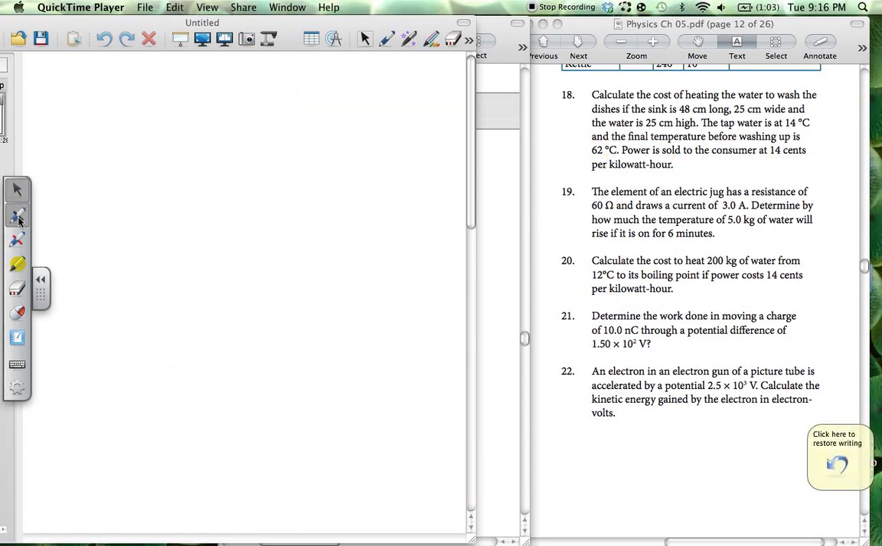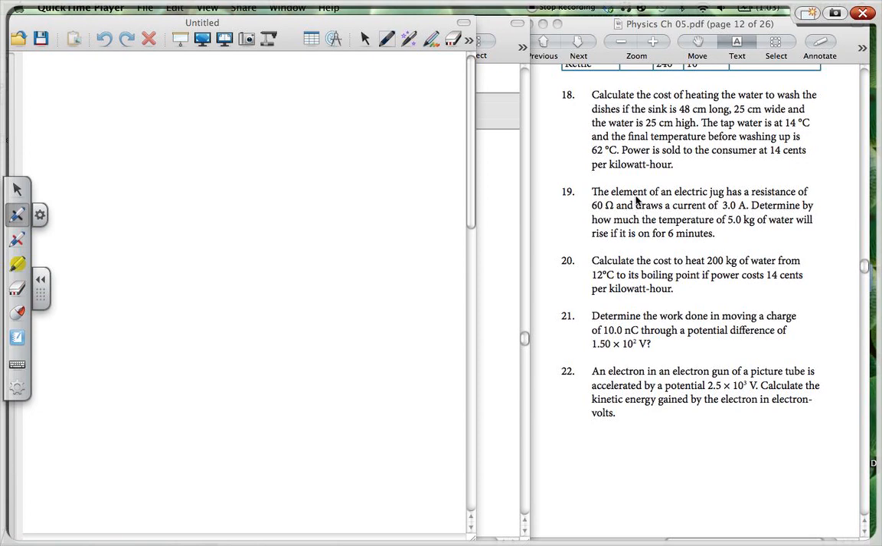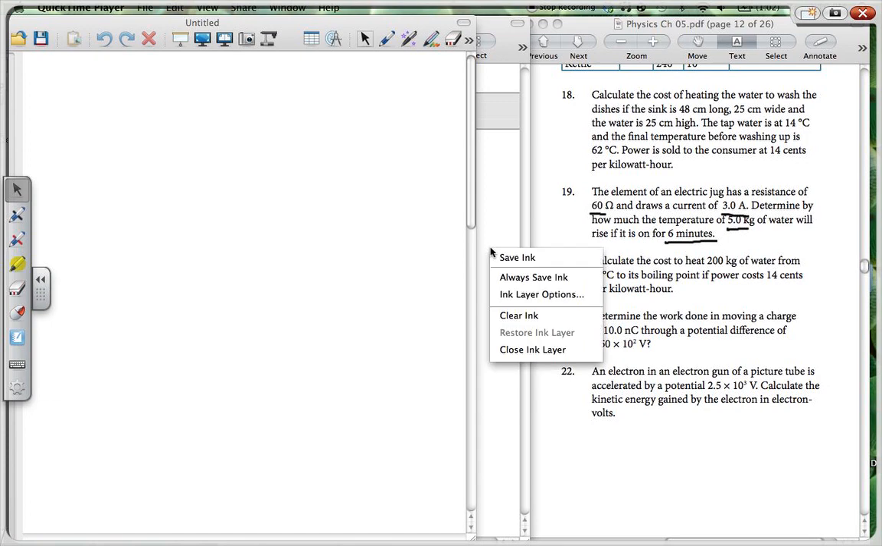Going on to question 19. The element of an electric jug has a resistance of 60 ohms and draws a current of 3 amps. Determine how much the temperature of 5 kilograms of water will rise if it is on for 6 minutes. Okay, so from the 60 ohms and 3 amps, we can work out the energy that is being provided per second. Let me just move to my formula booklet here.